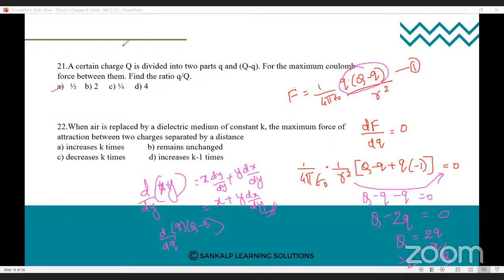Yes, if you don't know differentiation it may be a little tough, but if you know that part, it will be easy. Yes, option A is the answer, 1/2. There you are only doing differentiation, because at the maximum, dF by dq will be 0. So therefore we are differentiating that. That's it.